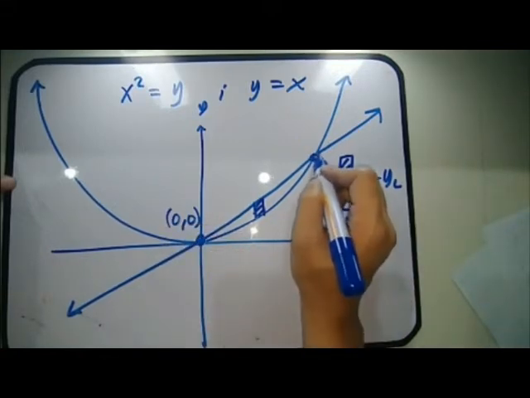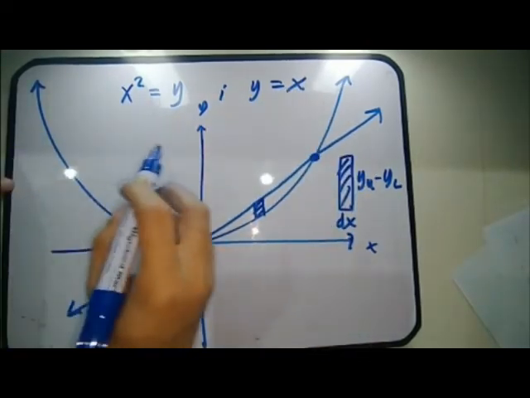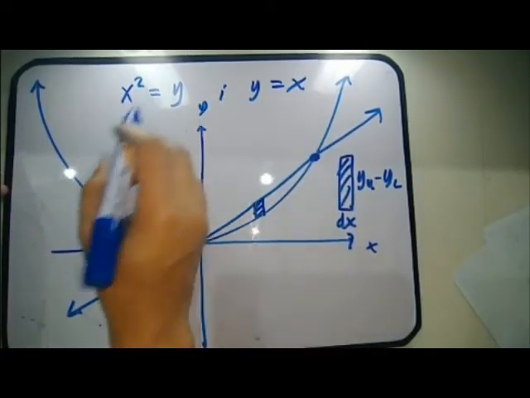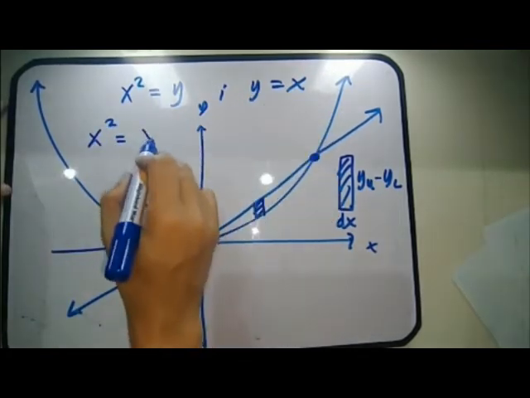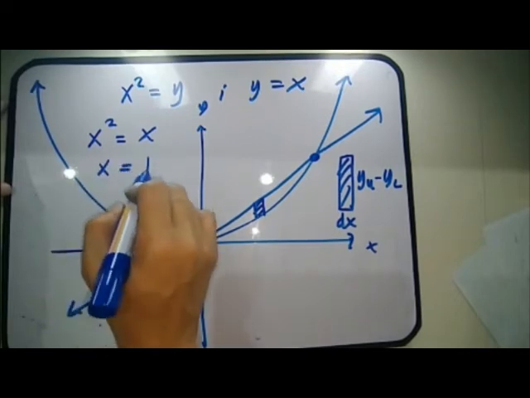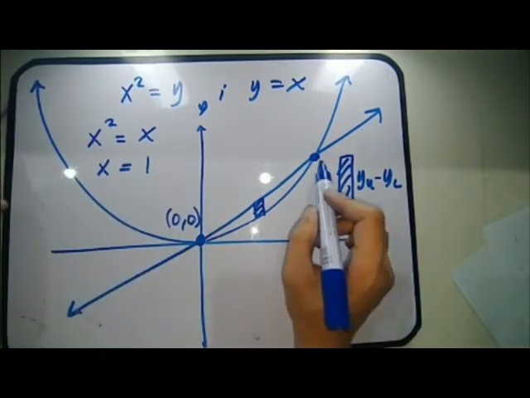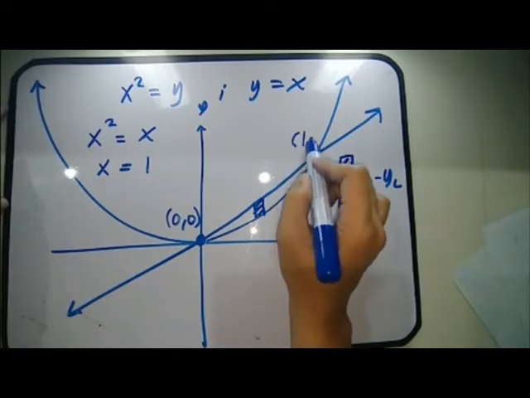yung intersection dun sa kabila is at y equals x. So, equate lang natin guys yung y sa x. So x squared is equal to x, therefore x is equal to 1. So divide both sides by x. So this is at 1, 1.